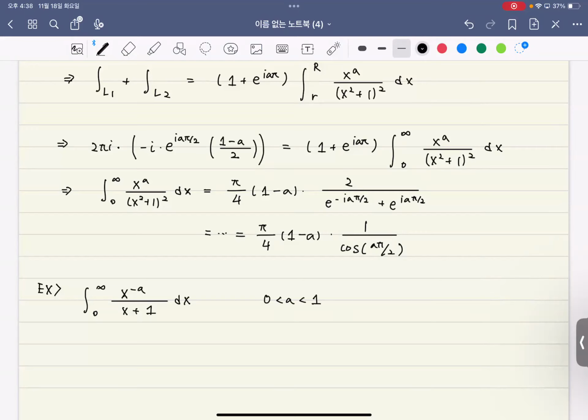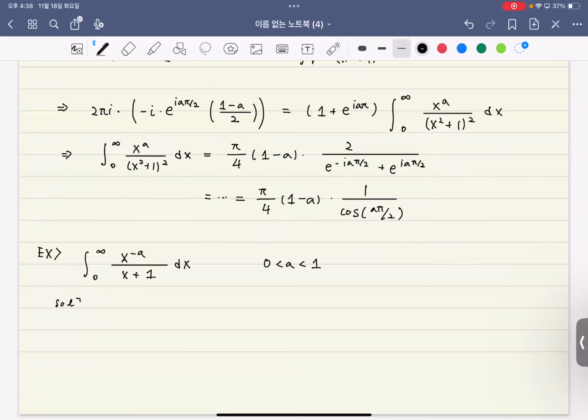I want to evaluate this improper integral. Okay. All right. So I want to define my function f of z to be z to the negative eighth power a by z plus 1.